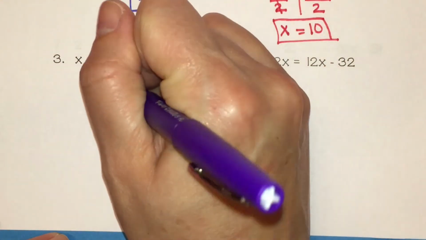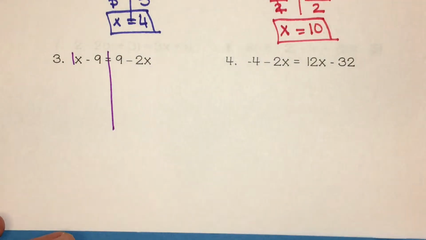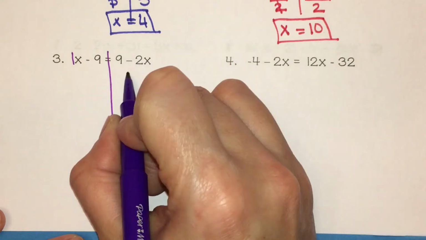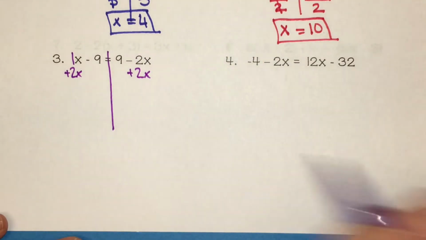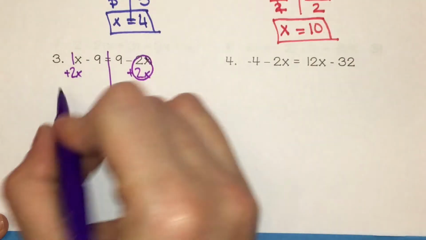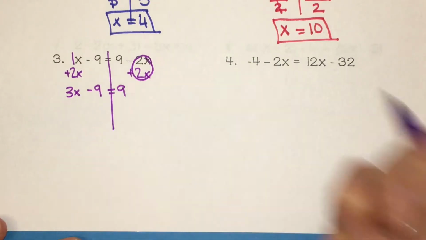On this one, remember x is the same thing as 1x. If you want to put a 1 there, go ahead. I'm going to move my negative 2x over by adding 2x, opposite operation, plus 2x. Negative 2x plus 2x is 0. 1x plus 2x is 3x, minus 9 equals 9.